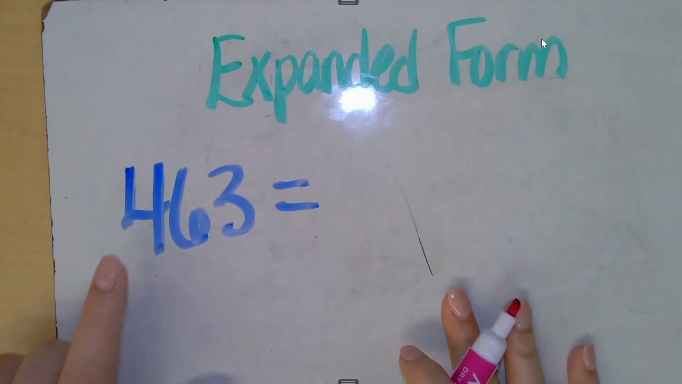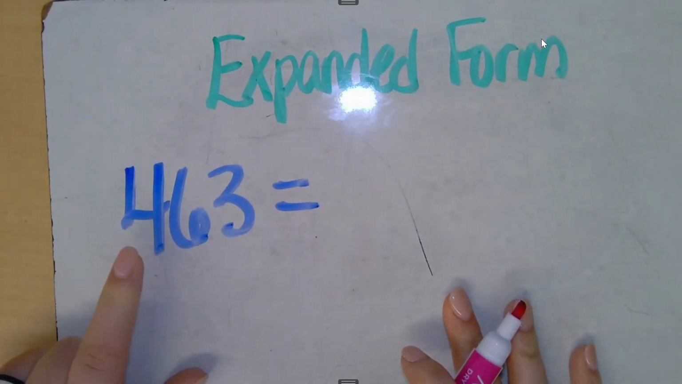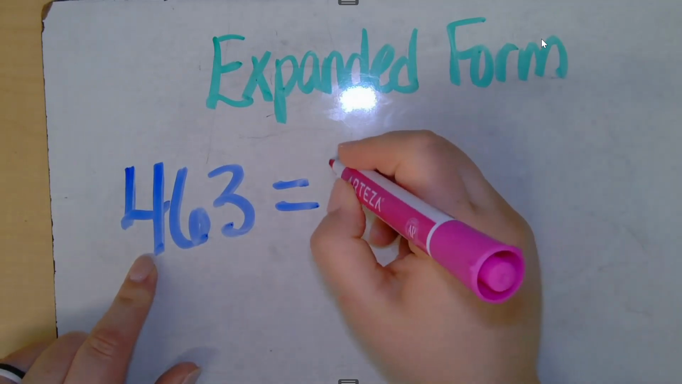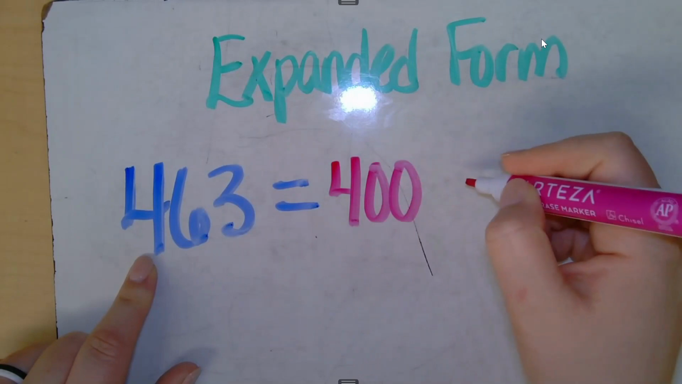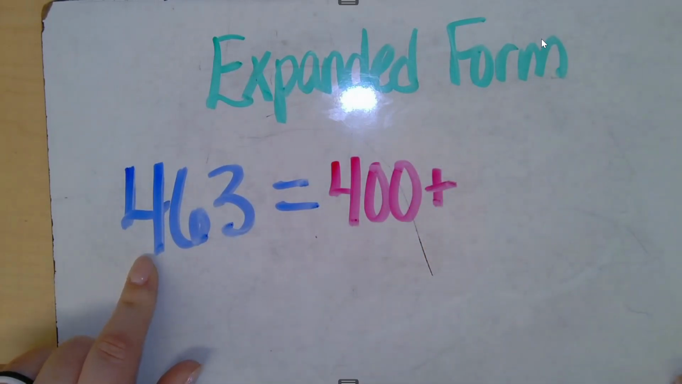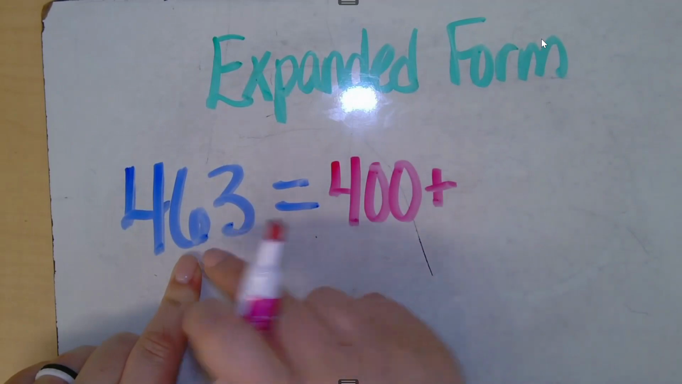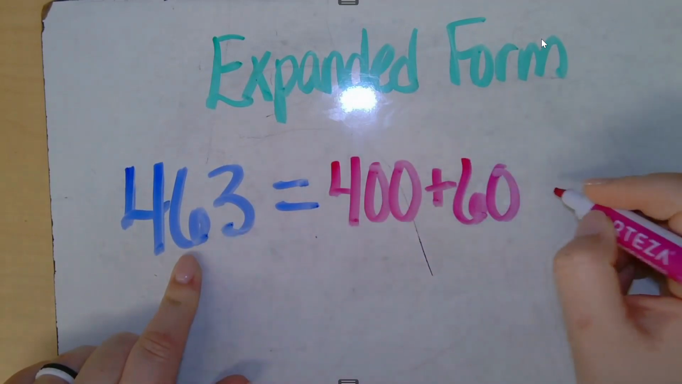So the first thing I'm going to do is look at my hundreds. I have the number 4 in the hundreds place. So 4 hundreds, the value of 4 hundreds is 400. So the value of my hundreds place is 400. That's my first number to write in expanded form. Then I go to the next, which is the tens place. There's a 6 in my tens place. So 6 tens, 10, 20, 30, 40, 50, 60 equals 60. So the value of this tens place is 60.